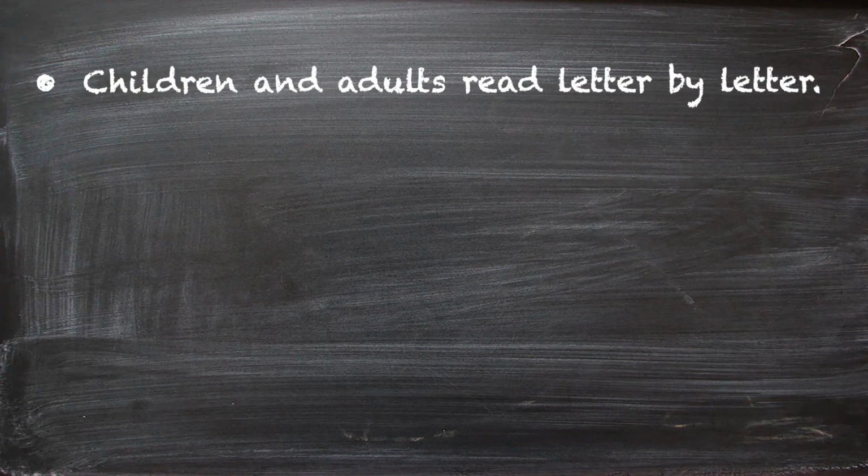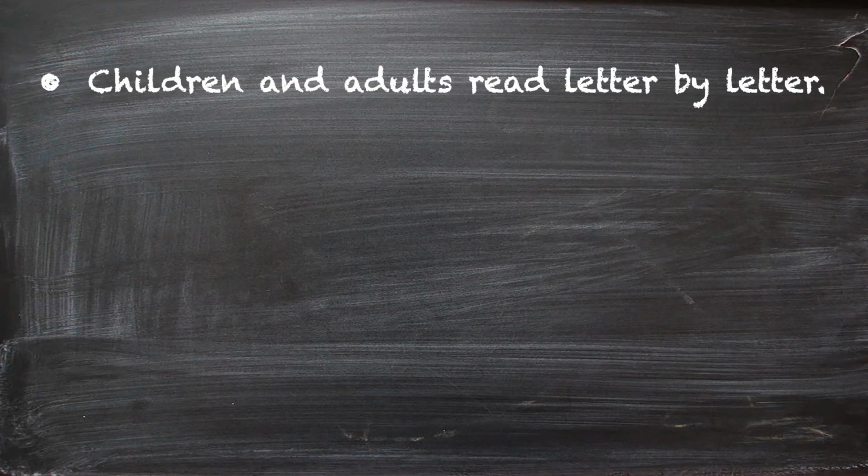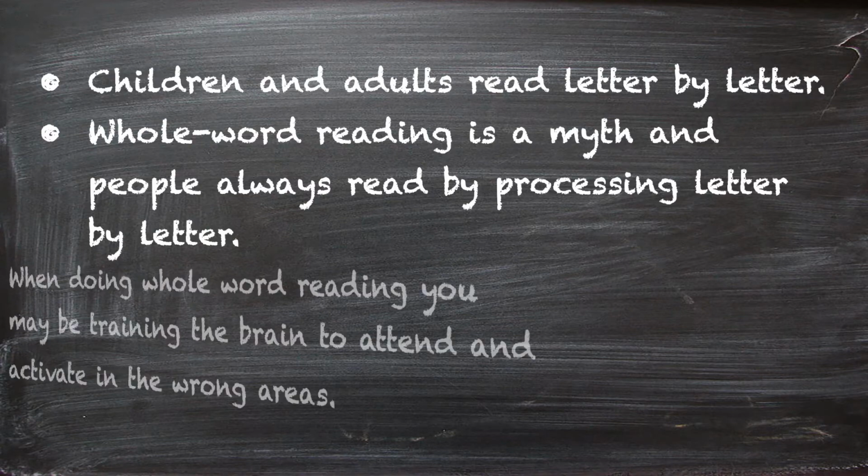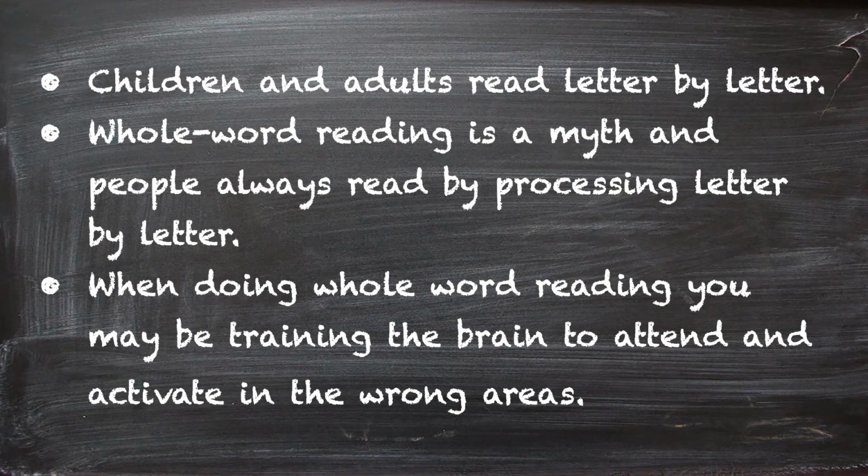He says this: children and adults read letter by letter, and they always read letter by letter. Whole word reading is a myth, and people always read by processing letter by letter. In adults, they get to do it so fast they call it parallel reading. Then, when doing whole word reading, you may be training the brain to attend and activate in the wrong areas. And if you're doing this, it's an inefficient way to teach sight words.